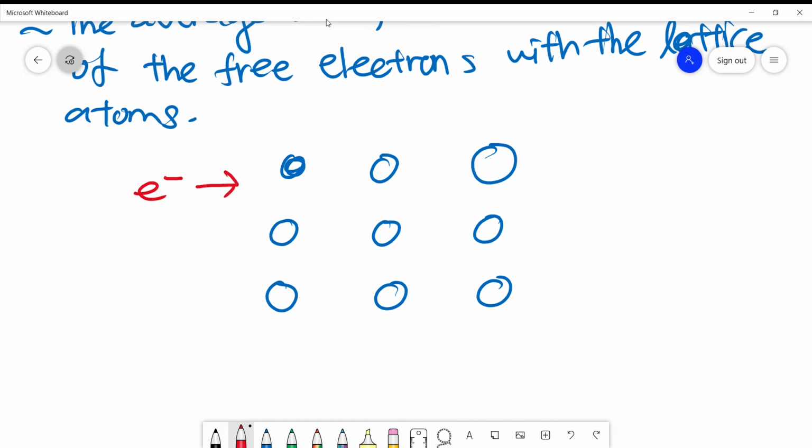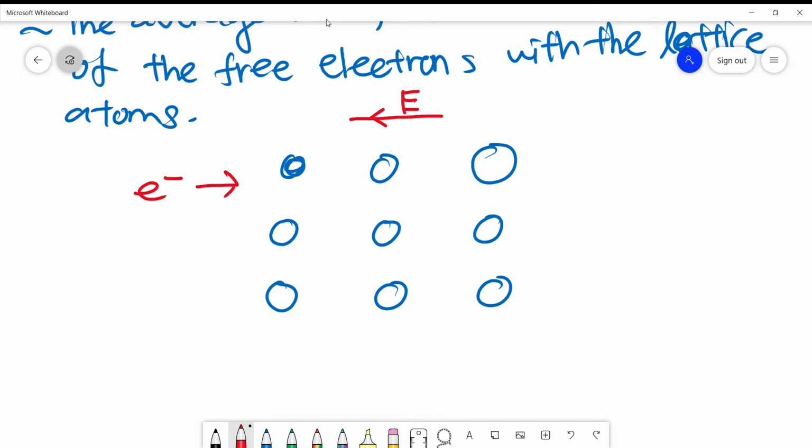So the direction of the free electrons moves from the left to the right. It means that the electric field is moving from the right to the left. Let's say my free electron is heading to these lattice atoms, and the electron is accelerated by the electric field, of course. So the accelerated electron is about to collide with these lattice atoms.